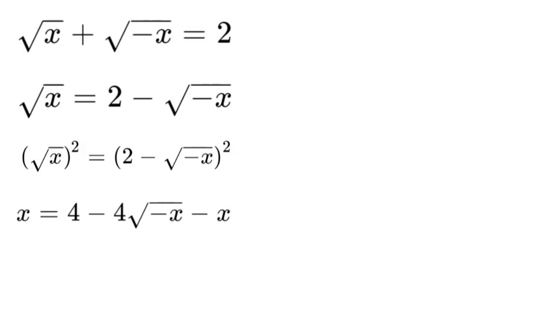So now that we have done that, we can subtract the 4 and add the x to simplify the right side of the equation. And we'll do that to both sides. We'll be subtracting 4 and adding x, which will leave us with 2x minus 4 is equal to negative 4 times the square root of negative x.